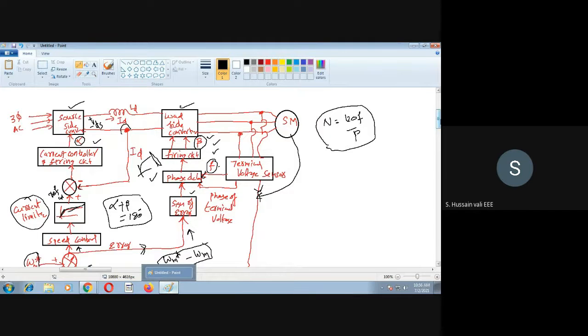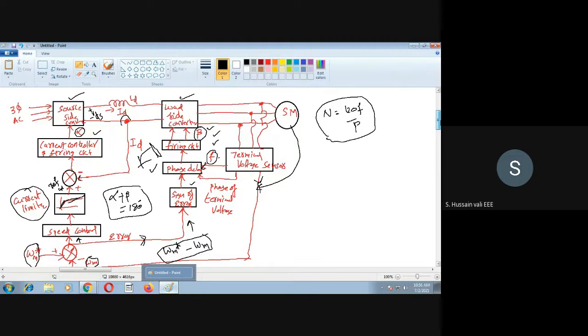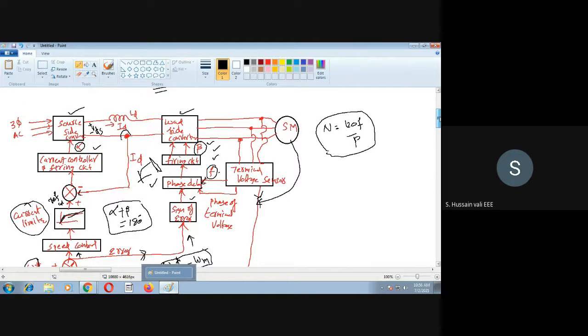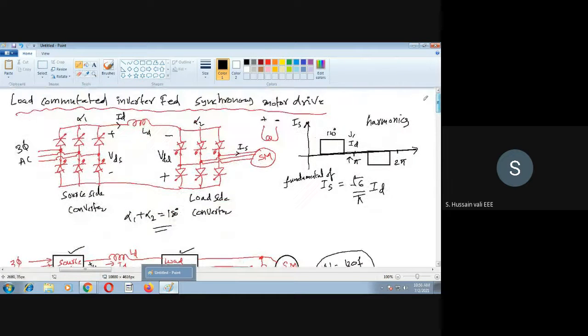Okay, so it's better that you compare this closed loop control of the synchronous motor with the closed loop control of the induction motor. There you will see the differences in how we are controlling. But the power circuit remains the same, because it is rectified power, then inverted power. So the power circuit remains the same. The controlling part is different.